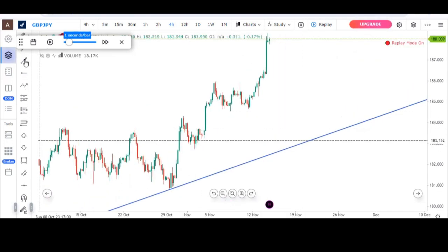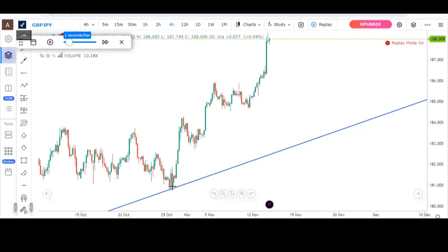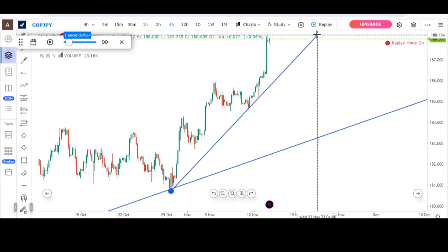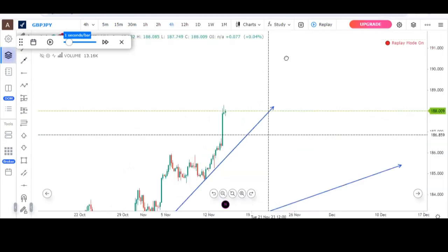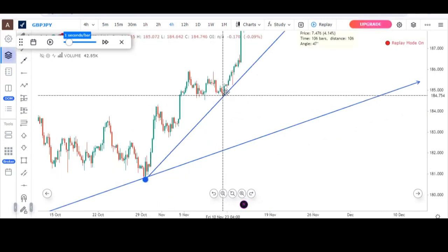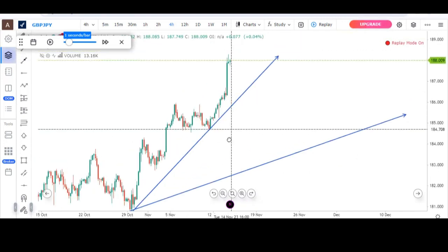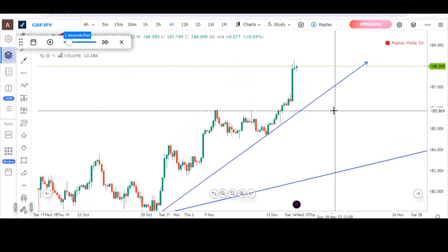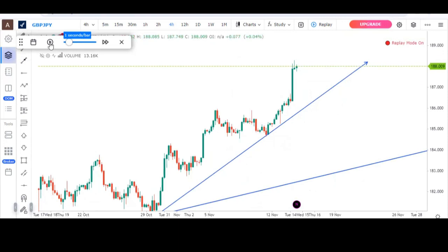So first, in this 4 hour time frame, you are going to wait maybe 2 days, 3 days, or 4 days. You are going to draw your trend line from here down to this, picking this low to this higher low. So you are going to wait for a confirmation to enter any trade.